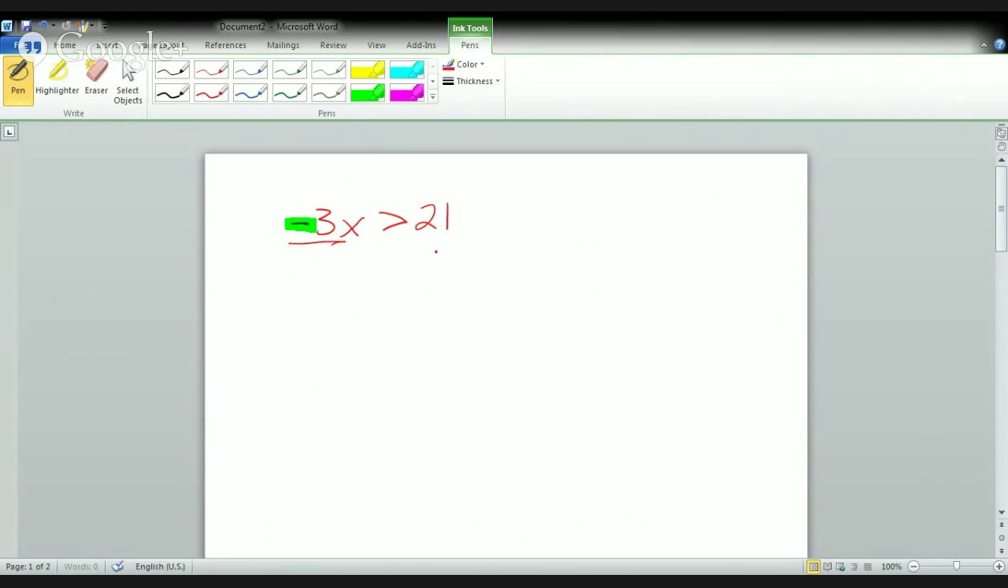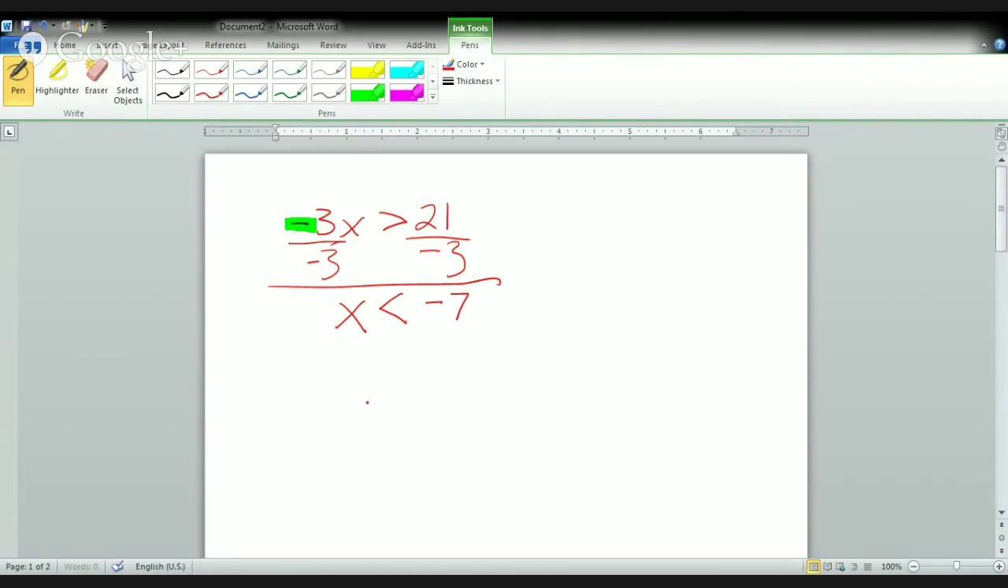If you ever divide or multiply by a negative, and in this case we would divide by -3, then whenever you do that, multiply or divide by a negative, this is the one big deal: your inequality sign is reversed. So X in this case would be less than -7.